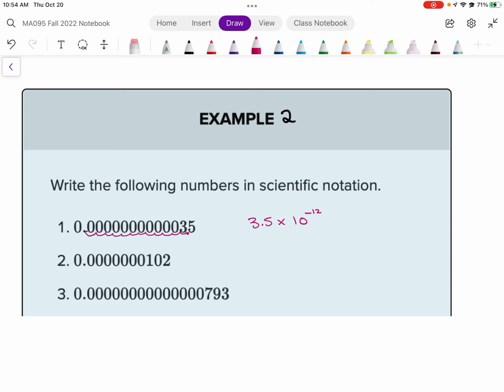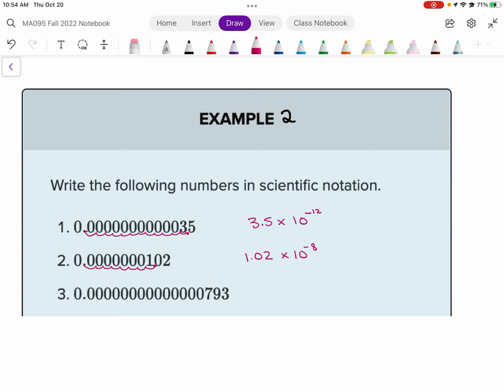All right, the next one, 102 is my number. So I want to put the decimal there, so I only have one digit. My number needs to be between 1 and 9.9999. So I'm going to go 1, 2, 3, 4, 5, 6, 7, 8. So 1.02 times 10 to the, I just counted backwards, 8. It's a tiny number, so it's a negative.